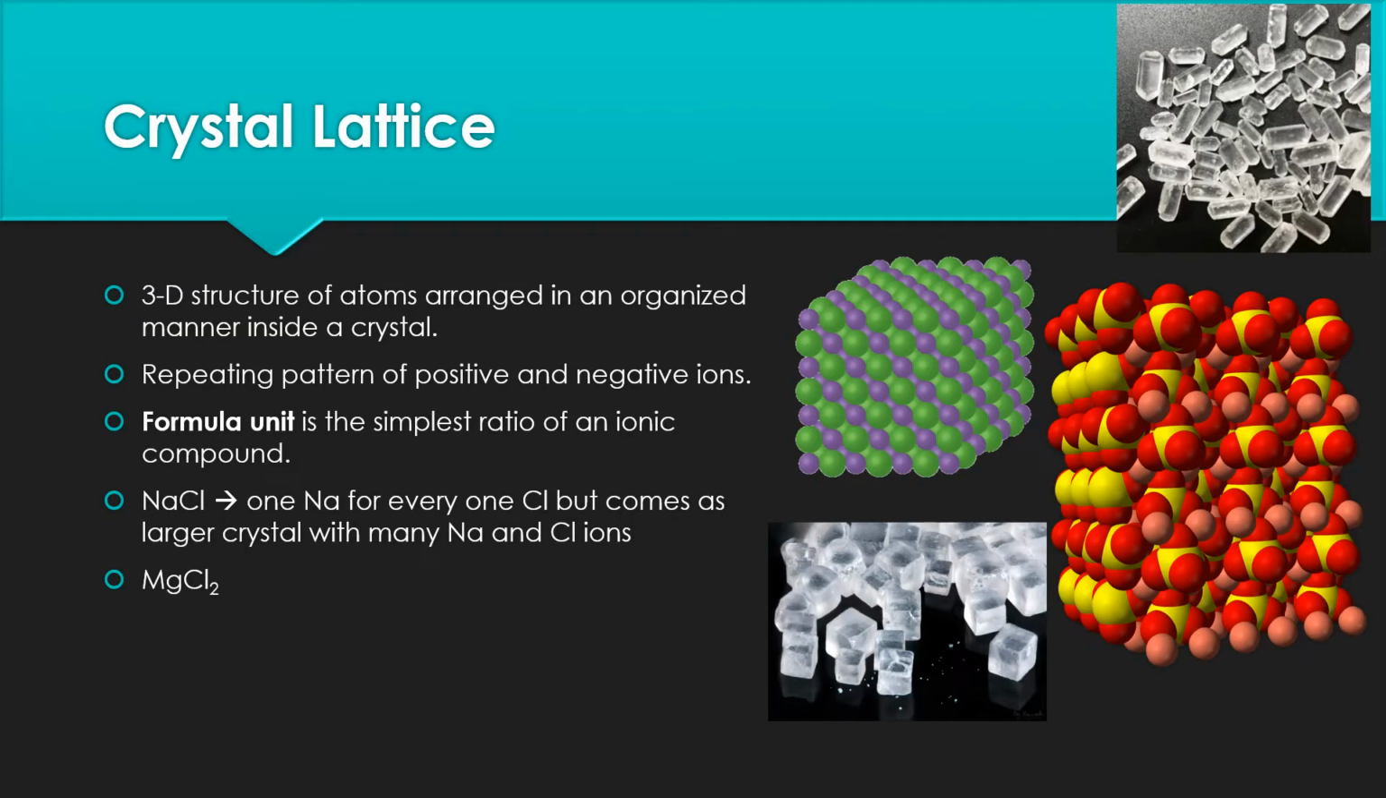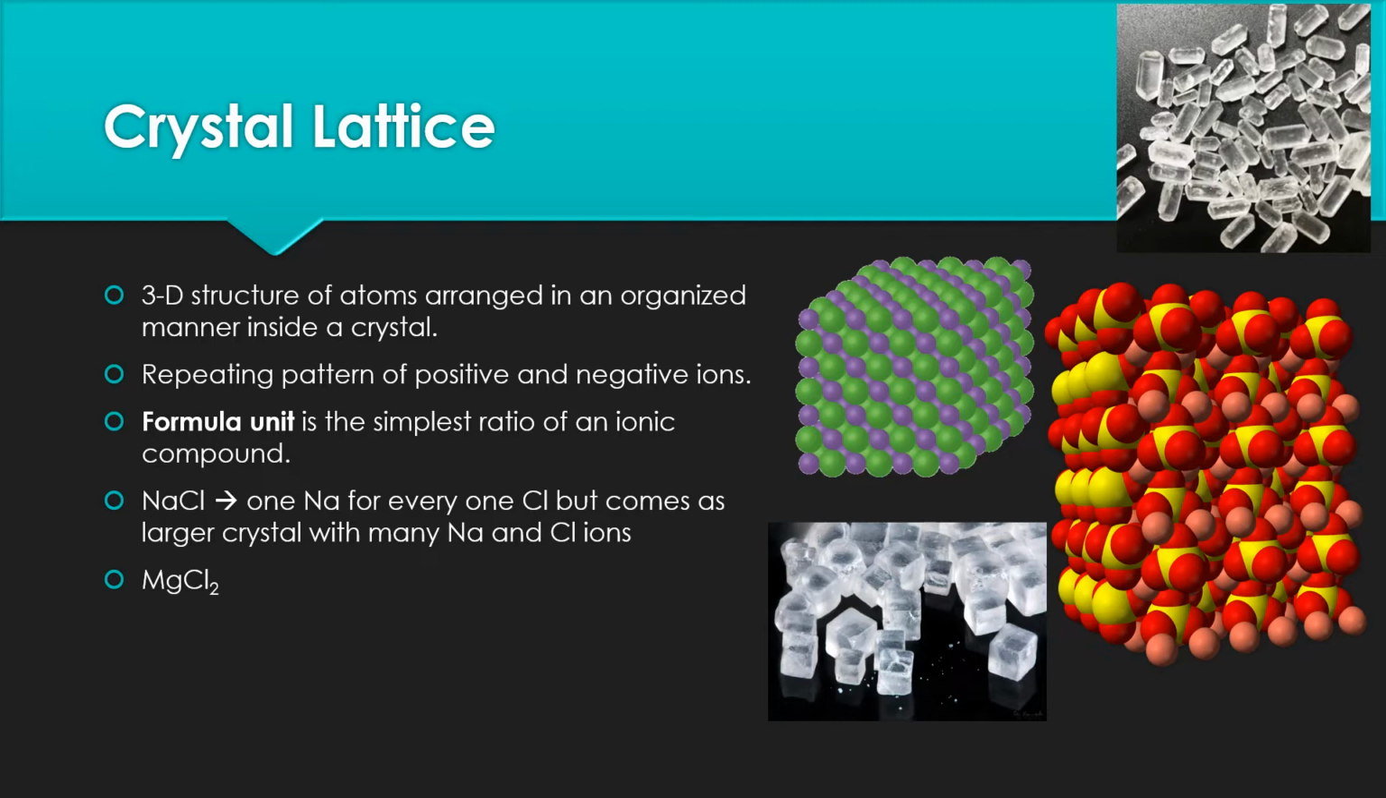First, we are going to look at the crystal lattice. This is the 3D structure of atoms arranged in an organized manner inside a crystal. So ionic compounds are arranged in a crystal lattice, and it is a repeating pattern of positive and negative ions. So we see that we have these positive ions, these negative ions, and they create a pattern.